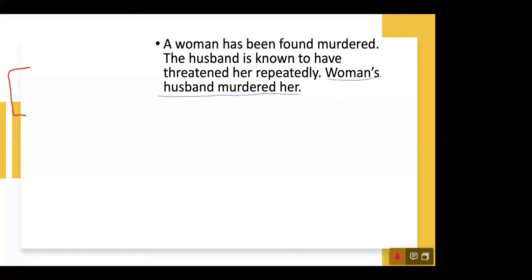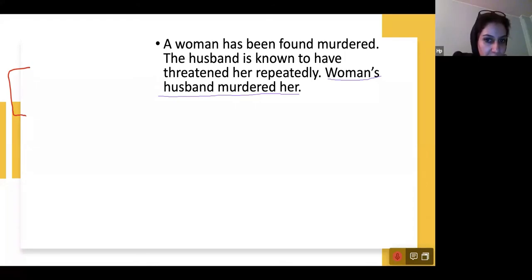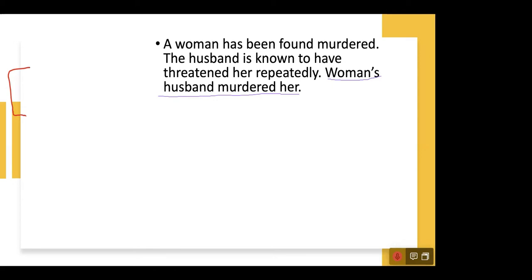And the two premises are: a woman has been found murdered, and the husband is known to have threatened her repeatedly. Is this a strong or weak argument? It's a weak argument. And why do you say that? Because not everyone who threatens you will murder you. Okay, all right, good, very good.